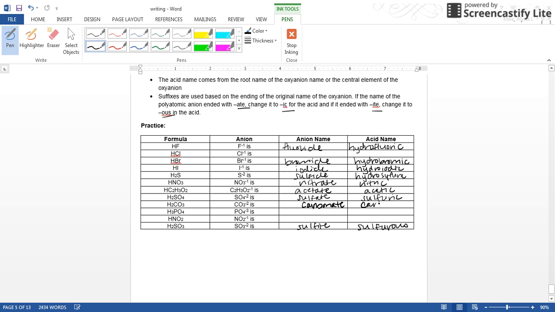CO3-2 is carbonate, which makes this carbonic acid. PO4-3 is phosphate, okay, which makes this phosphoric. And then finally we have nitrite, which is nitrous acid. Okay, so just being familiar with these acids will be very useful throughout the year, so make sure you give these a try.